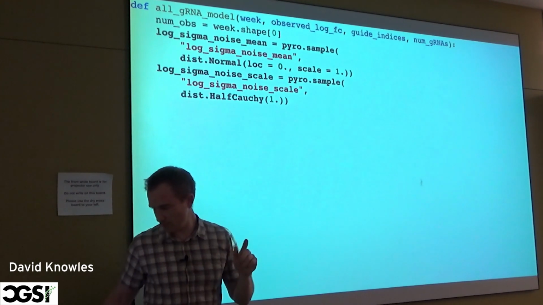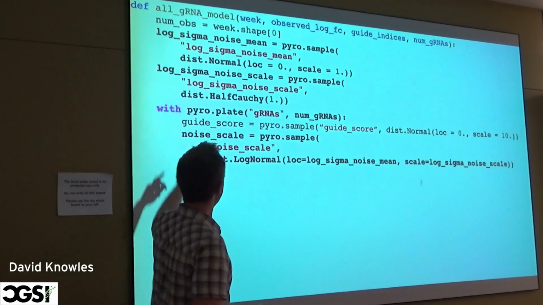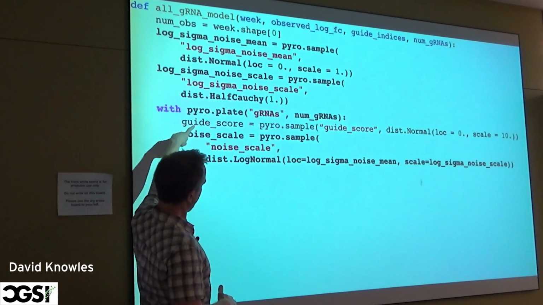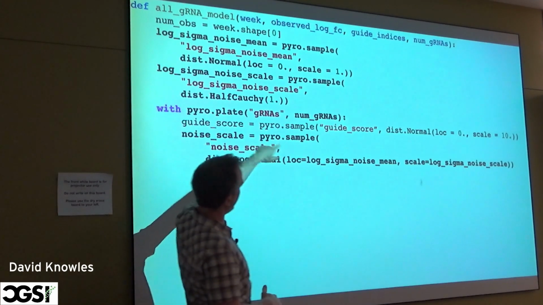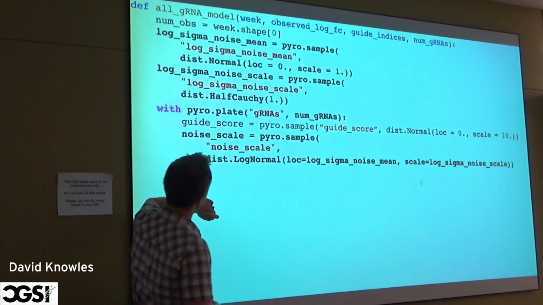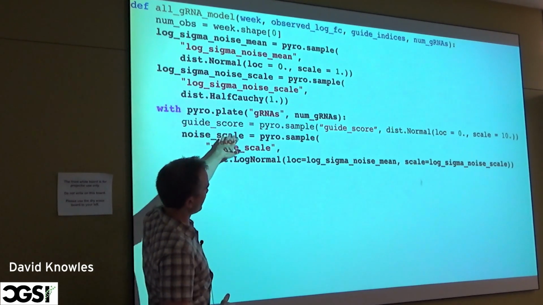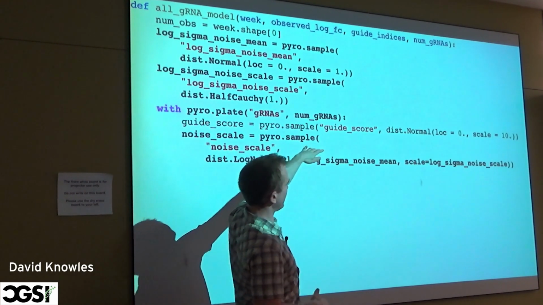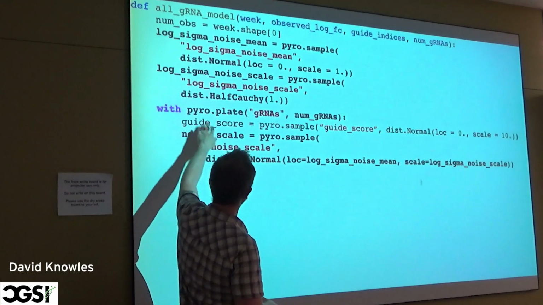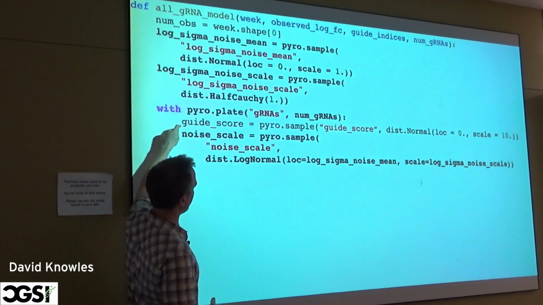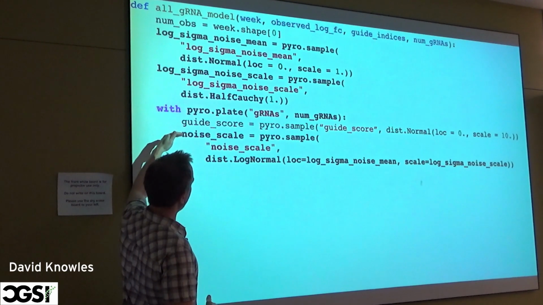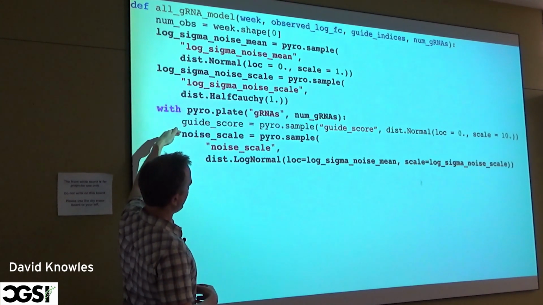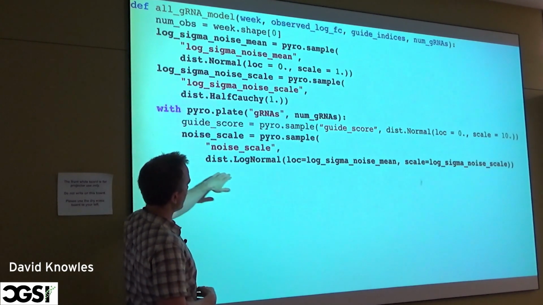I think it's actually probably helpful if I show this first. So remember, this plate thing is like a for loop. So this is a for loop over all of the guides. And it samples a guide score. We've already seen that that's saying exactly the same as we had for the single guide model. But because it's within this for loop, there's a guide score for every guide. And then there is now a noise scale for every guide. And that noise scale is sampled.